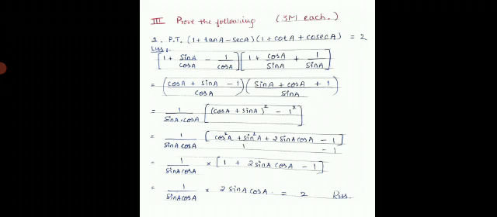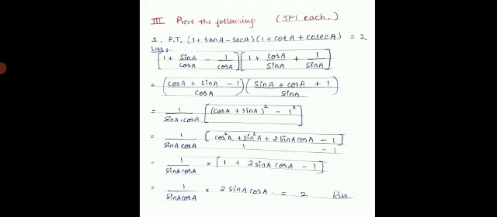That is cos square of A plus sin square of A plus 2 into sin A into cos A minus 1. Now we know that sin square of A plus cos square of A is equal to 1. So write 1 as it is, plus 2 sin A into cos A, and minus 1 as it is. Plus 1 minus 1 will get cancelled.